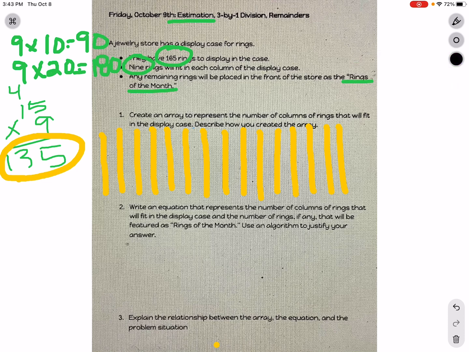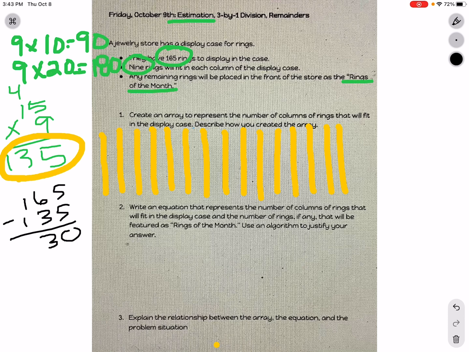Well, how many do we have left over? That would be the question I would ask next. 165 minus 135, you could probably pretty quickly tell is 30. We have 30 rings left over.